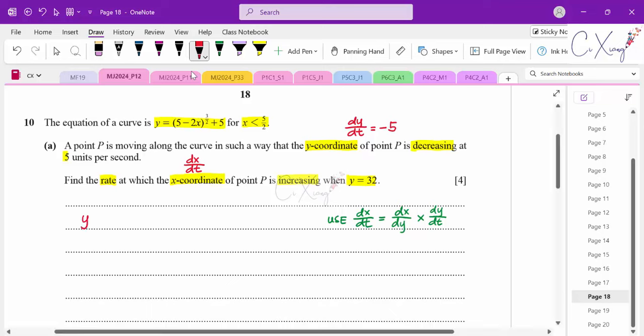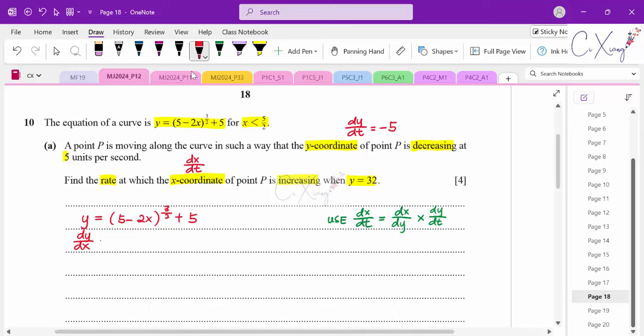So how can I get dy/dx? I can get it from the equation. If I differentiate this equation, I will have dy/dx. Later, when I substitute into my chain rule, I will just need to flip it upside down.